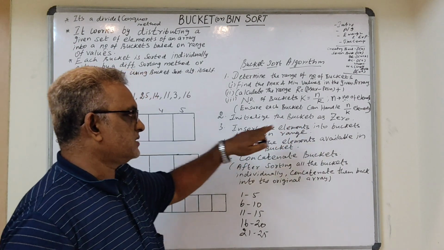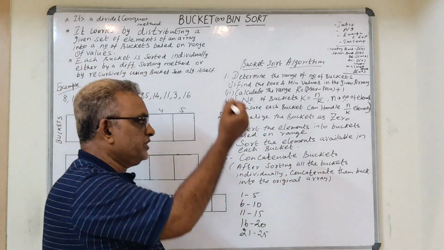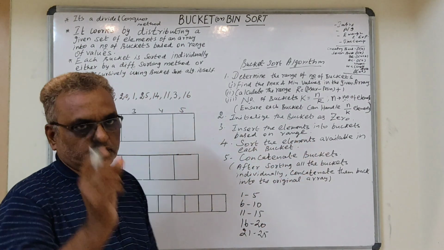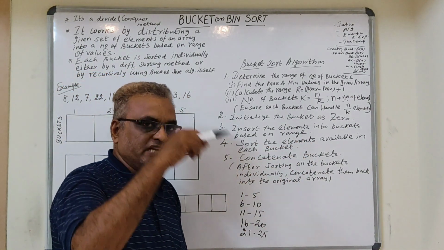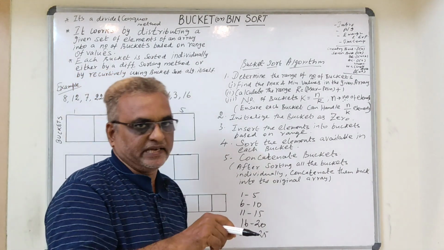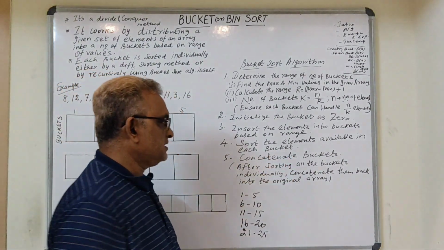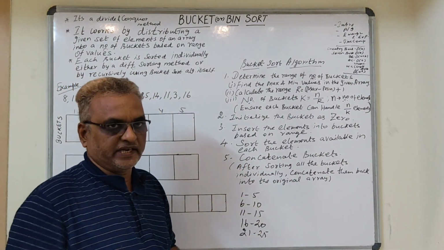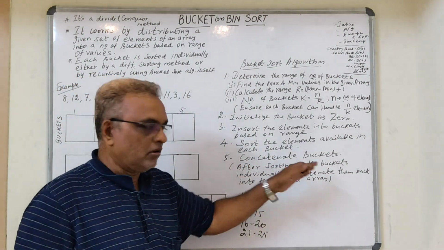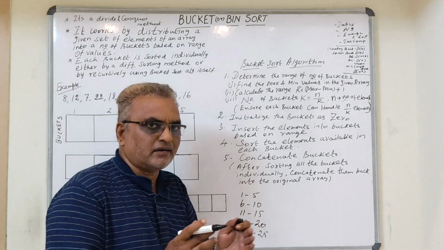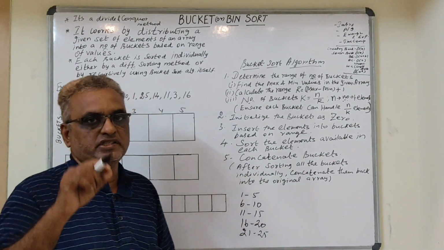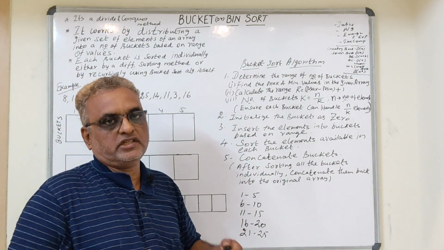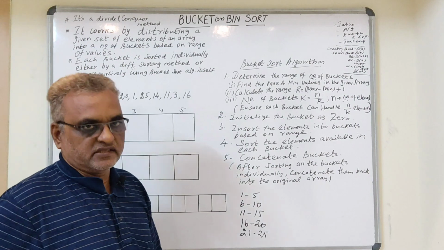Then initialize the buckets as 0. Insert the elements into the buckets according to the range of the value. So depending upon the value, we have to insert it in the appropriate bucket. Sort the elements available in each bucket. Finally, we have to concatenate the buckets. That means after sorting all the buckets individually, concatenate them back into the original array. So we are not going to store any other array. We are using the same array to store the results.